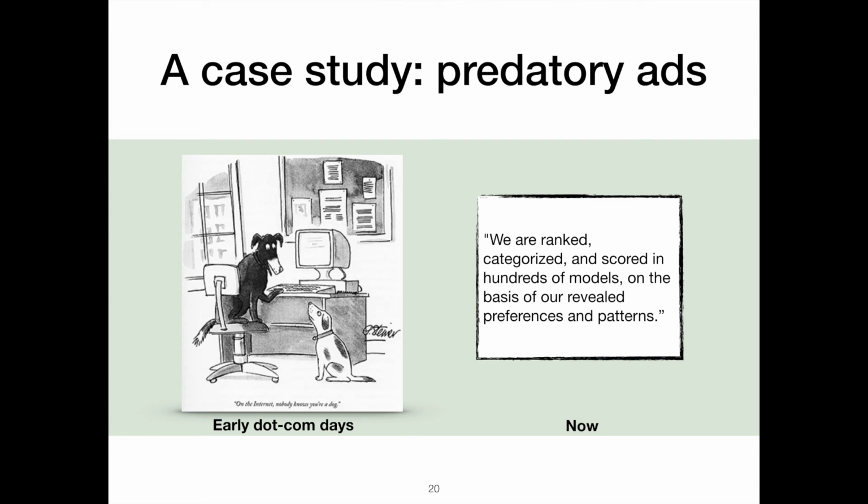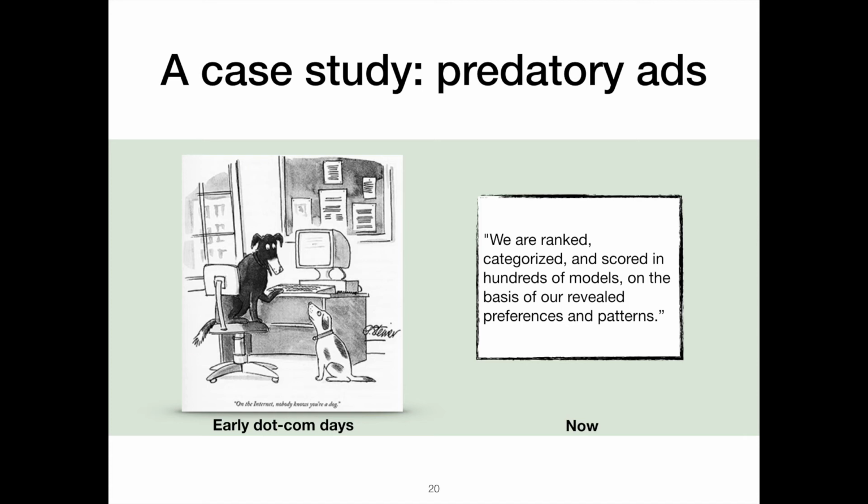Okay, so let's move on to another case, which is about predatory ads. So here is a famous cartoon from the New Yorker in 1993, and the caption reads, "On the internet, nobody knows you're a dog," which generally states the fact that you can be whoever you want to be on the internet. And it is the opposite today.